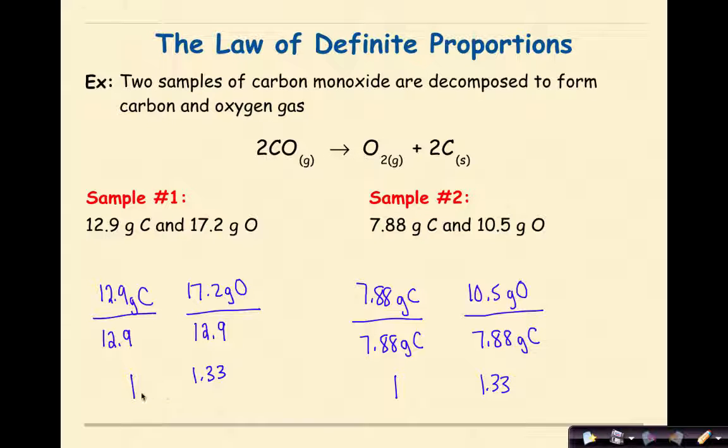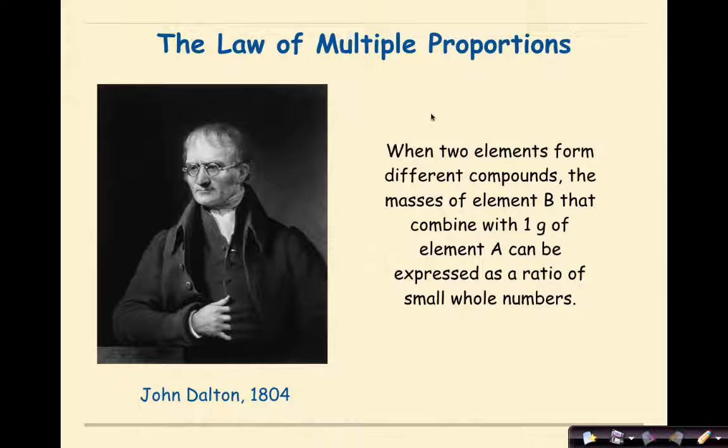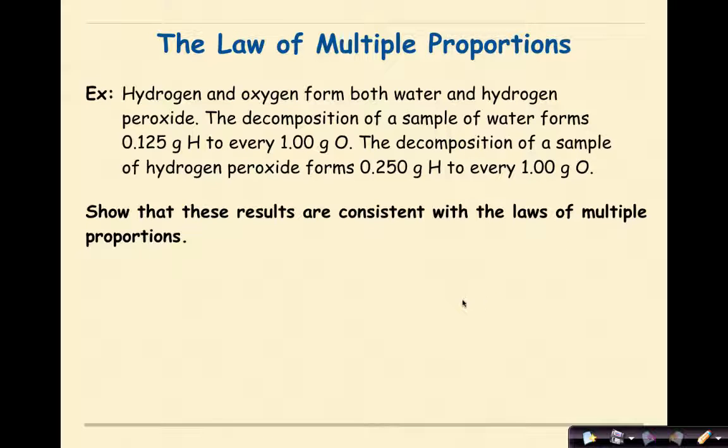So the ratio between carbon and oxygen in each one of these situations is 1 to 1.33, no matter what the source is. So this is an example of the law of definite proportions. Now, the law of multiple proportions is when two elements form different compounds. The masses of element B that combine with 1 gram of element A can be expressed as a ratio of small whole numbers. Let's look at an example of this.